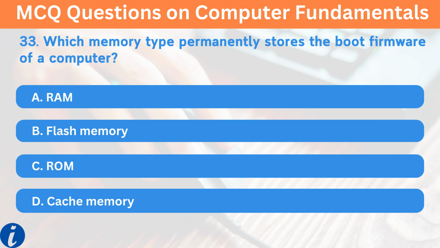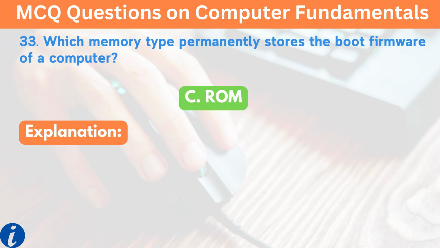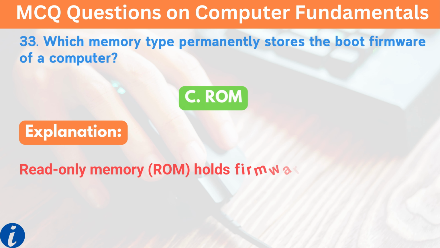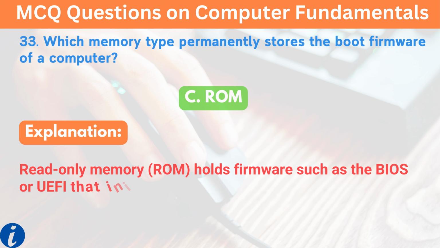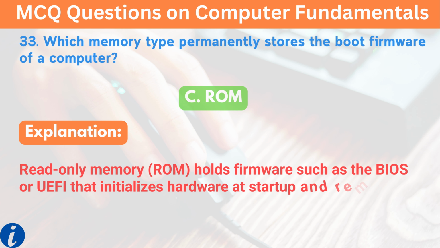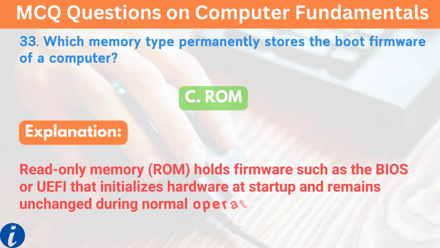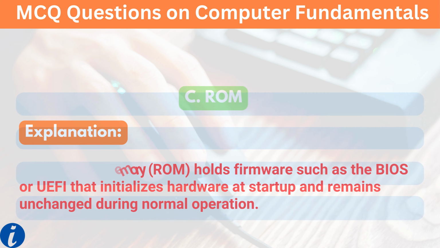33. Which memory type permanently stores the boot firmware of a computer? A. RAM. B. Flash memory. C. ROM. D. Cache memory. The correct answer is C. ROM. Explanation: read-only memory, ROM, holds firmware such as the BIOS or UEFI that initializes hardware at startup and remains unchanged during normal operation.